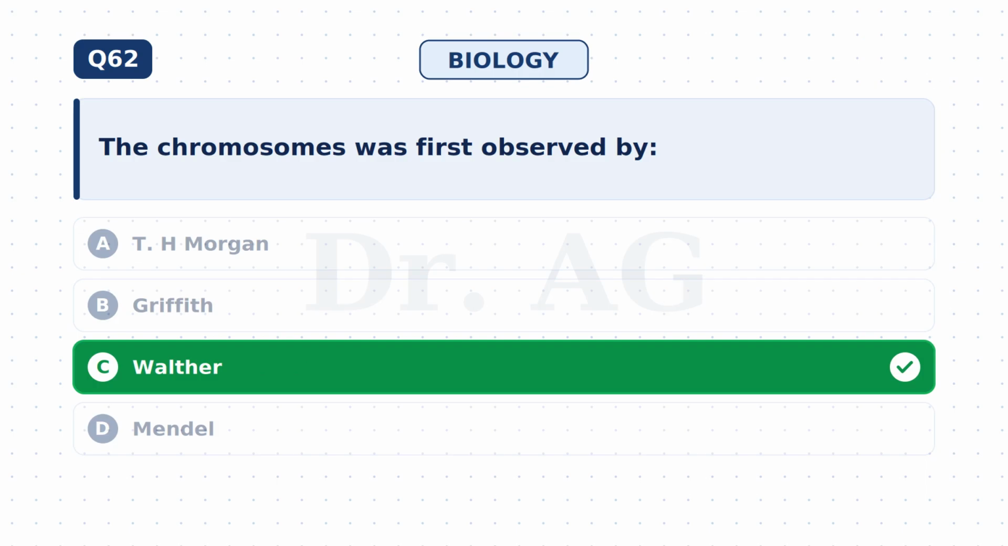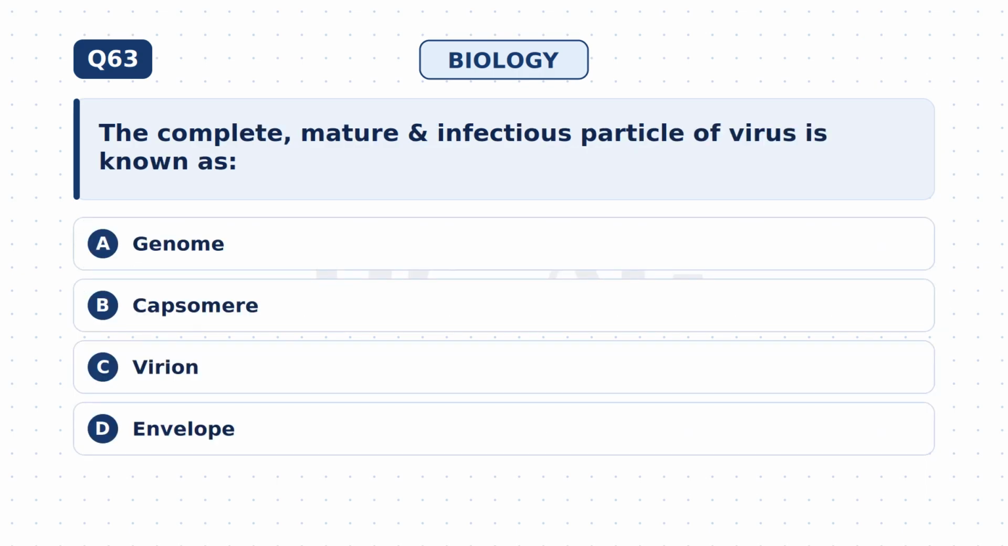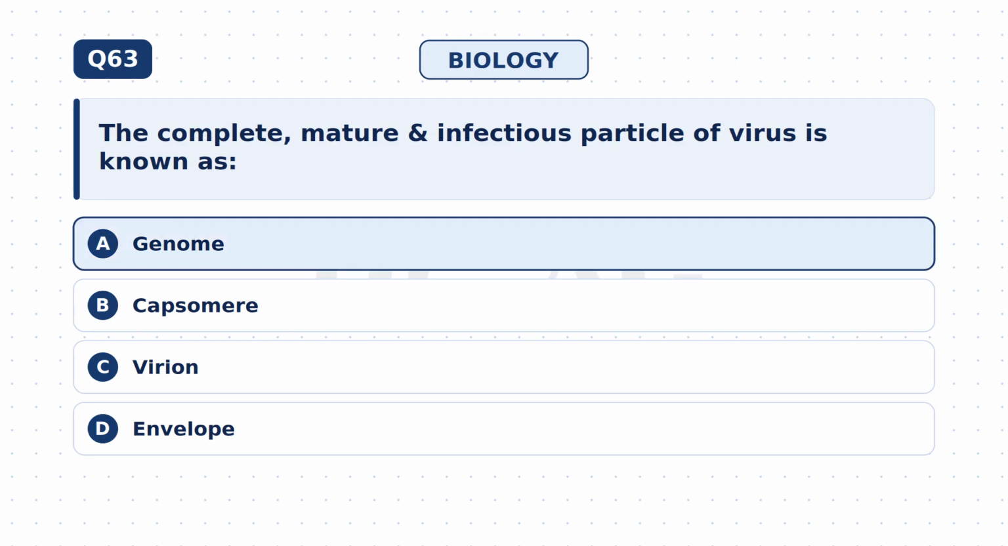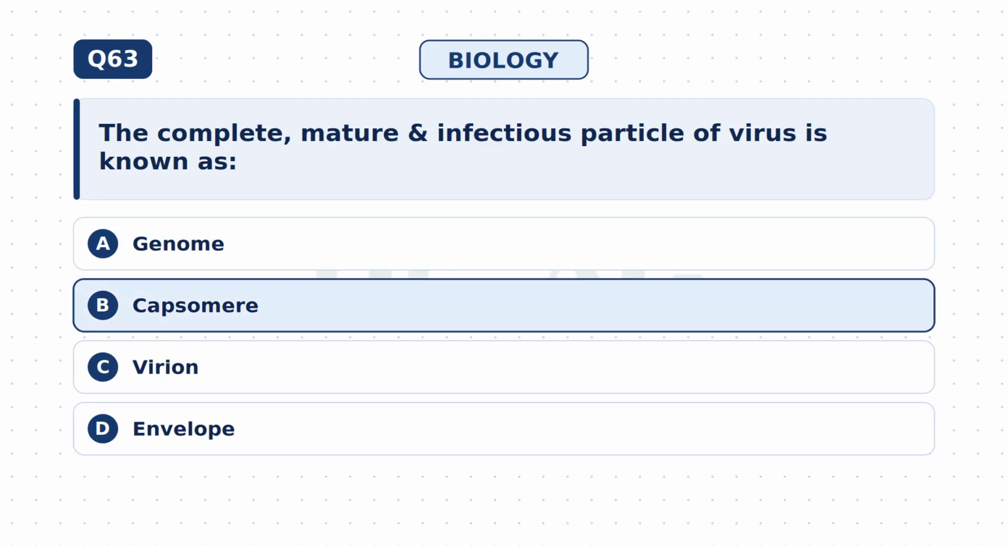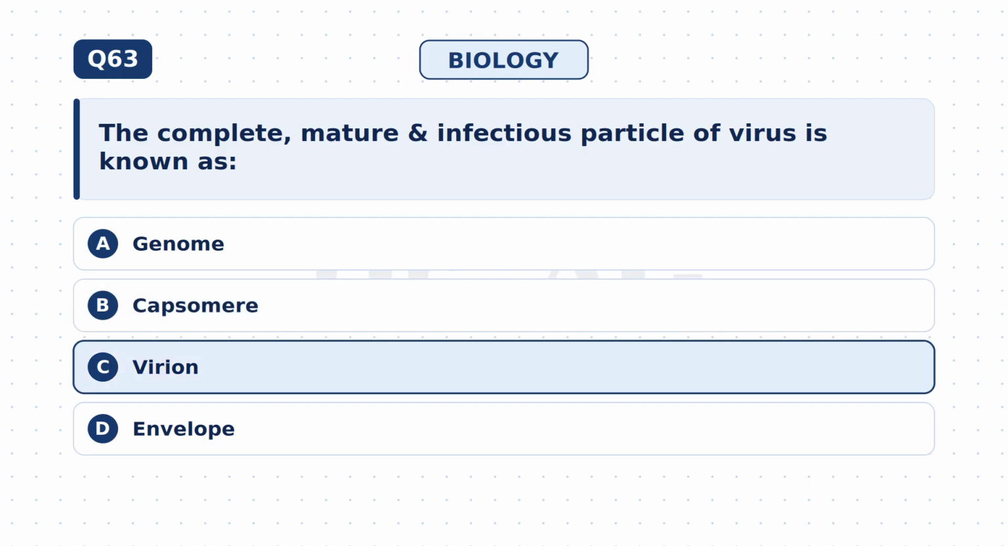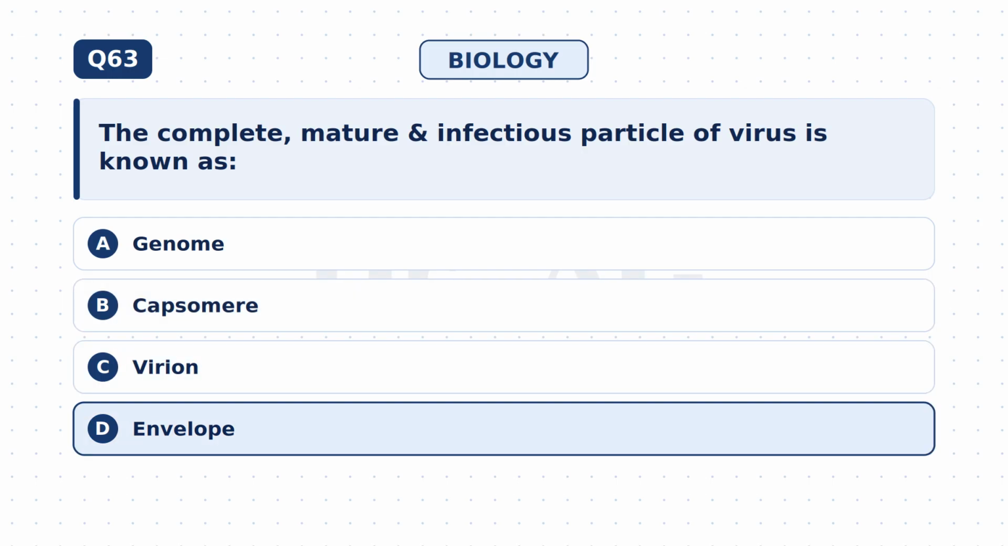The correct answer is C, Waldeyer. Question 63. The complete, mature and infectious particle of virus is known as Option A, genome. Option B, capsomere. Option C, virion. Option D, envelope.